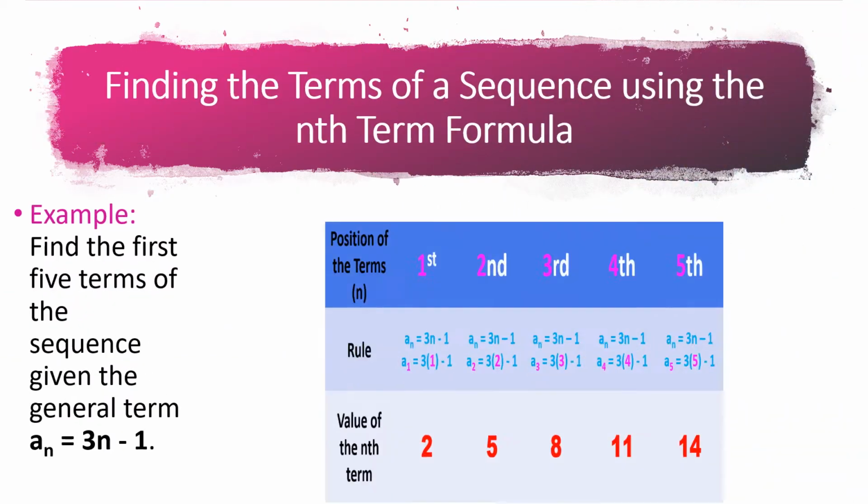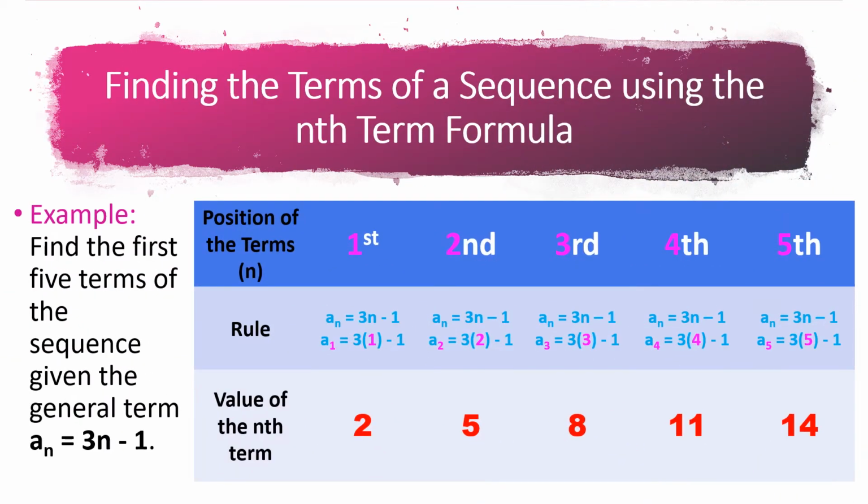Finding the terms of a sequence using the nth term formula. For example, find the first 5 terms of the sequence given the general term a sub n is equal to 3n minus 1. So for the solution, let's have this table. So we have position of the terms, which is denoted by n. Then the rule, which is given by a sub n is equal to 3n minus 1. And then the value of the nth term. So ito na yung magiging value ng bawat terms na pinapahanap sa atin.